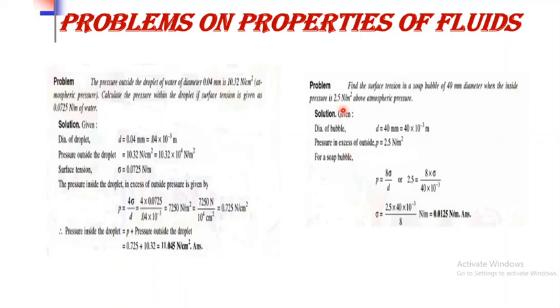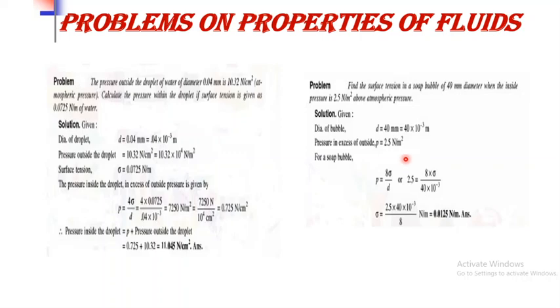So the next problem, again it is based on the surface tension property. Here find the surface tension in a soap bubble of 40 mm diameter when the inside pressure is 2.5 Newton per meter square above atmospheric pressure. So here we have to find out the value of surface tension for a soap bubble, meaning the inner and outer surface is in contact with air.